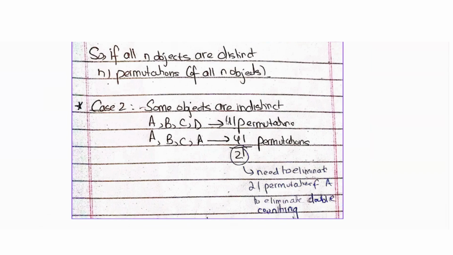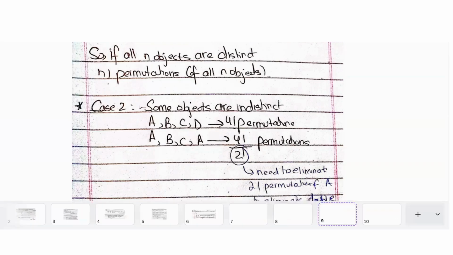Case two is that some objects are indistinct. For instance, if we have A, B, C, D, then the number of permutations or arrangements is 4 factorial, because the first object can be arranged in 4 ways, the second in 3 ways, the third in 2 ways, and the fourth in 1 way. So because of the basic counting principle, the total number of arrangements is 4 into 3 into 2 into 1, which is 4 factorial. What if now some objects are indistinct, like we have two A's here? Then the number of permutations is 4 factorial divided by 2 factorial, in order to eliminate the 2 factorial permutations of A to avoid double counting.